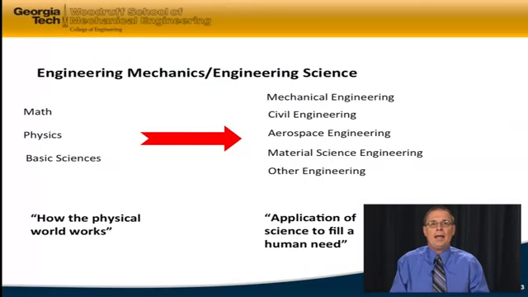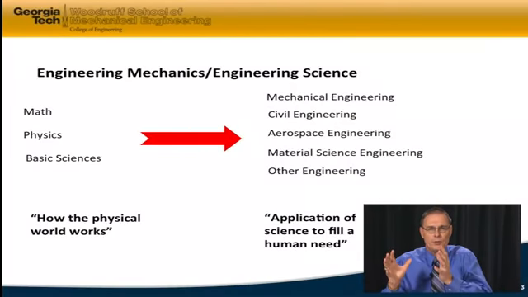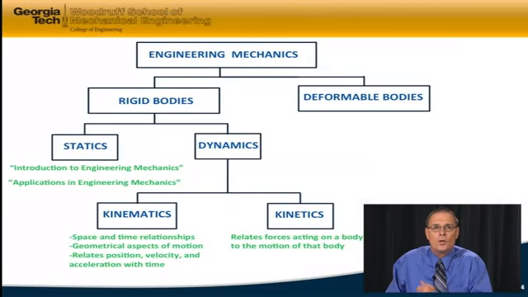So, engineering mechanics or engineering science takes the fundamentals of math, physics, and basic science, or how the physical world works, and transforms it to the fields of engineering. That might be mechanical engineering, civil or aerospace engineering, material science engineering. All of these are applications of science to fulfill a human need. So engineering mechanics is sort of a wiring chart.